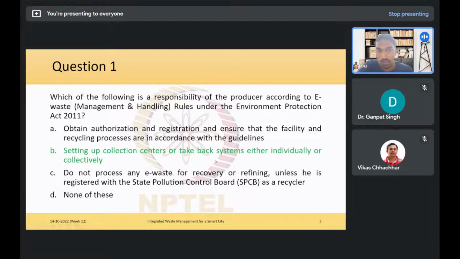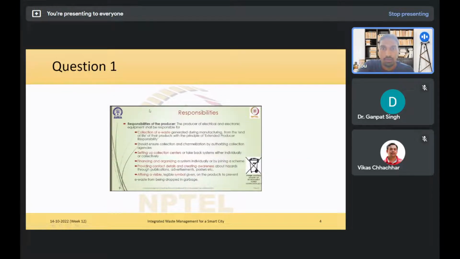So if it is some small components, the consumer could mail them back to the company, or if it is a huge product, they can have dedicated collection centers so that the waste is collected properly from the consumers, right? So this is a responsibility of the producer, right? So we saw this.